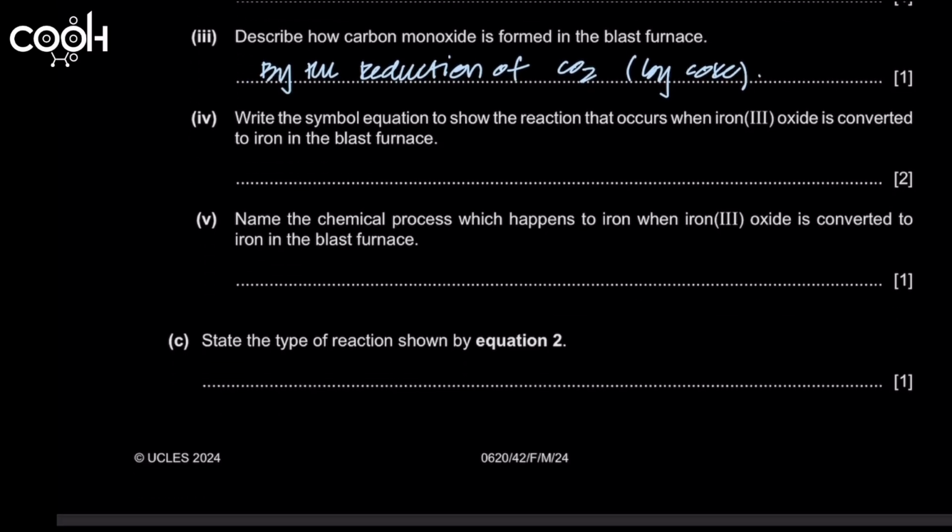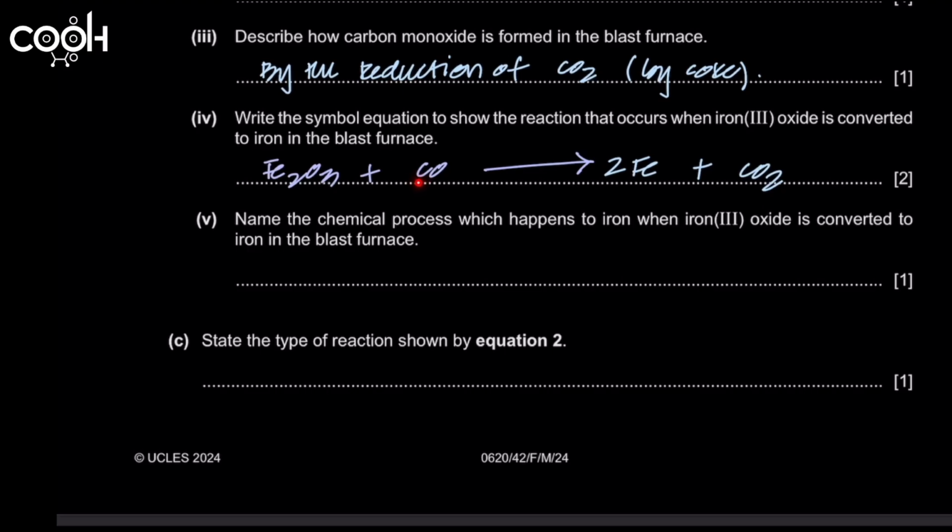Write the symbol equation to show the reaction that occurs when iron 3 oxide is converted into iron. So we know that Fe2O3, that's my iron 3 oxide, is reduced by carbon monoxide to give you iron and carbon dioxide. Now let's balance the equation, because it's a 2-mark question, 1 mark for writing the equation and the other mark for balancing it. You have 2 atoms of iron on the left, you only have 1 here, so you times this by 2. That's great. And now you're going to balance the other part with trial and error.